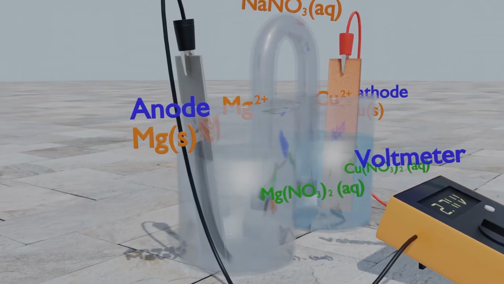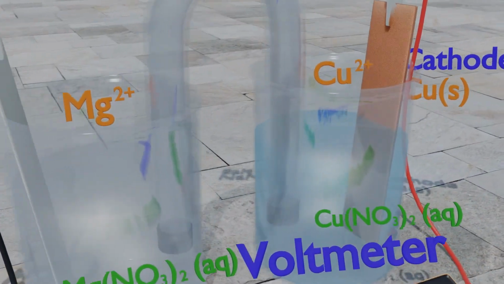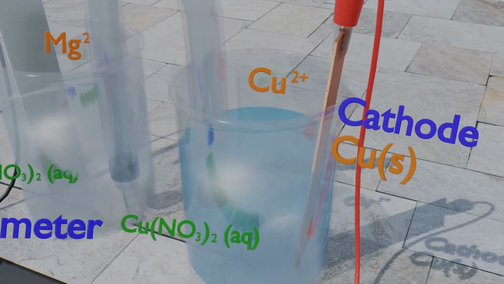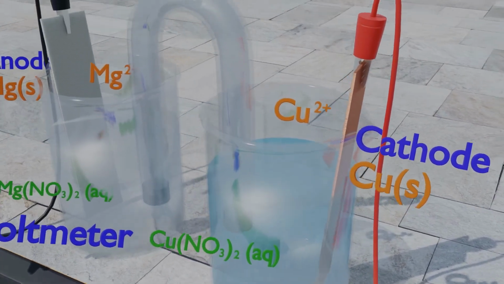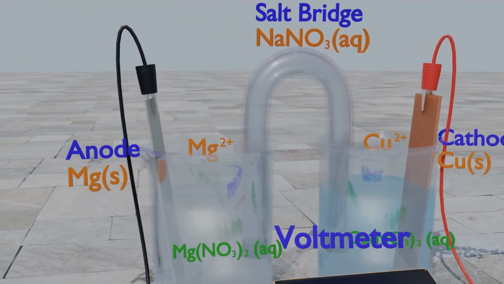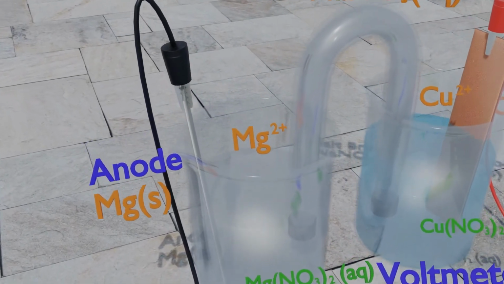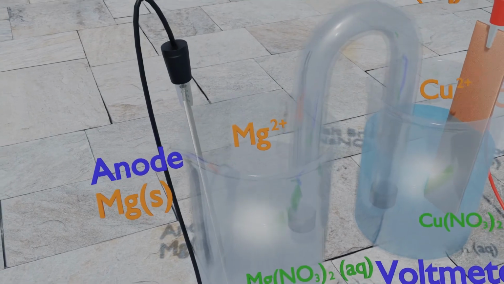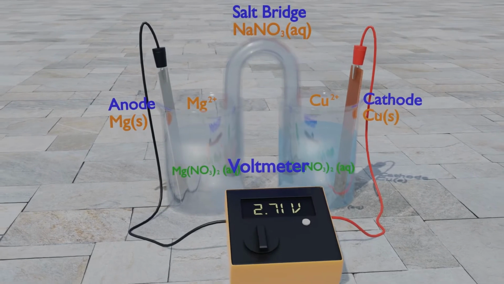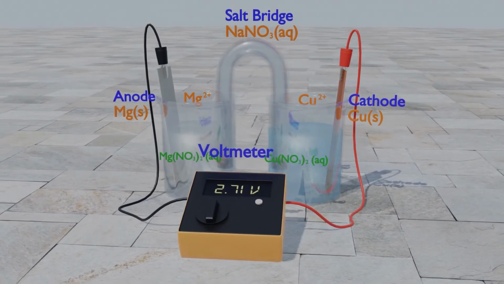In this cell, there is one half cell with a magnesium electrode immersed in a solution containing magnesium ions. The other half cell has a copper electrode immersed in a solution containing copper 2 ions. We use our standard reduction potential table to predict which electrode is the anode and which is the cathode. Oxidation occurs at the anode while reduction occurs at the cathode. Magnesium is the strongest reducing agent, so it will be oxidized. Therefore, the magnesium electrode must be the anode. Copper 2 ions will be reduced at the cathode, which is the copper electrode.